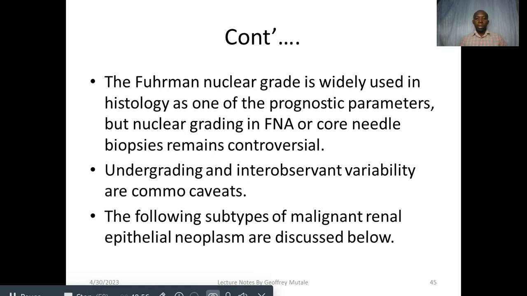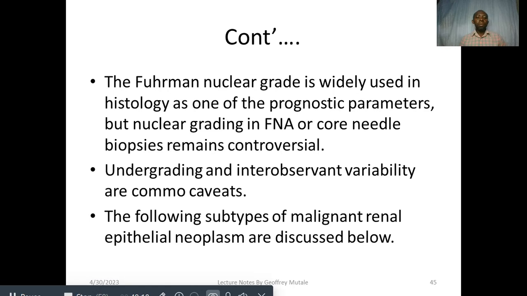Undergrading and inter-observer variability are common caveats that are encountered even in other tissue examinations, because different observers, different pathologists, may have different interpretations of atypical reactions.